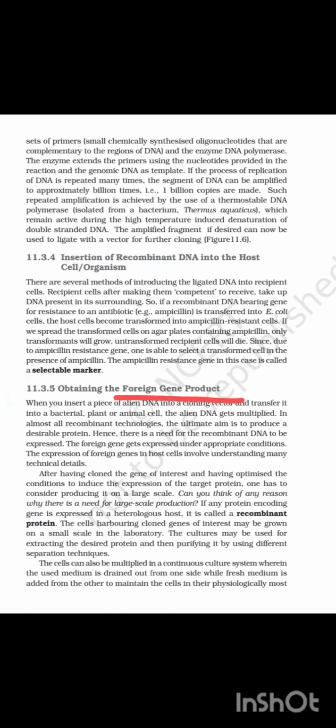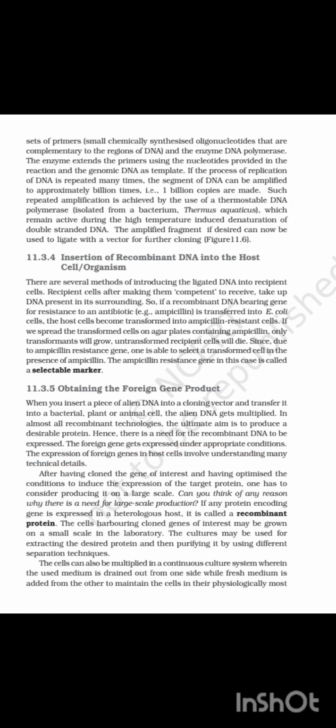11.3.5 Obtaining the foreign gene product. When you insert a piece of alien DNA into a cloning vector and transfer it into a bacterial, plant, or animal cell, the alien DNA gets multiplied. In almost all recombinant technology, the ultimate aim is to produce a desirable protein. Hence, there is a need for the recombinant DNA to be expressed. The foreign gene gets expressed under appropriate conditions.